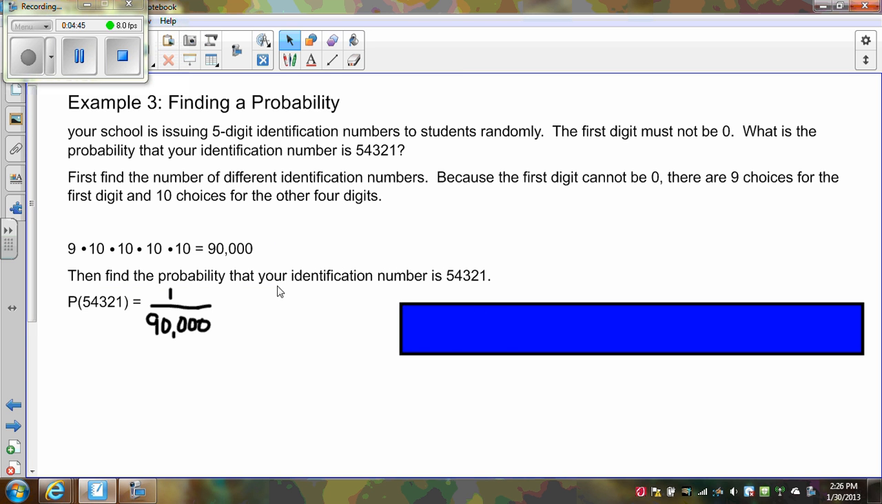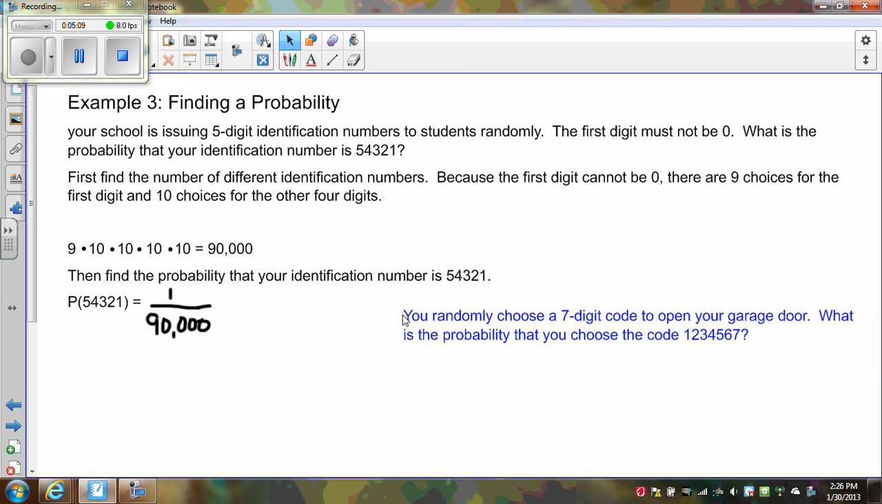Then find the probability that your identification number is 54321. Well, that's 1 out of 90,000. So the probability that you're going to have that is 1 in 90,000 numbers issued. At our school, not very likely since we only have a little over 100 kids. It's not likely you'd get that as your identification code.